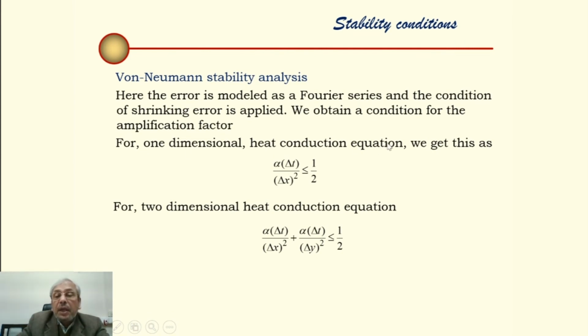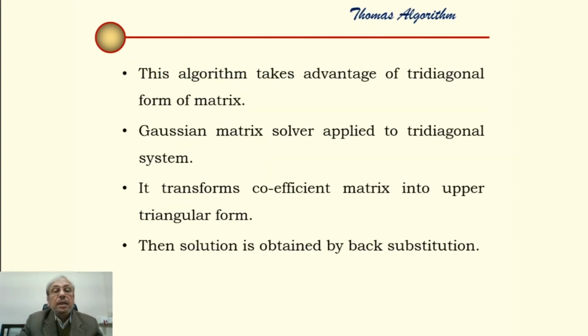For the one-dimensional heat conduction equation, we get alpha delta t by delta x square less than equal to half. For two dimensions, alpha delta t by delta x square plus alpha delta t by delta y square is less than equal to half. For equal spacing, if delta x equal to delta y, then it is less than equal to 1/4. And this number in the stability condition is called the grid Fourier number. We will learn more about it maybe later.